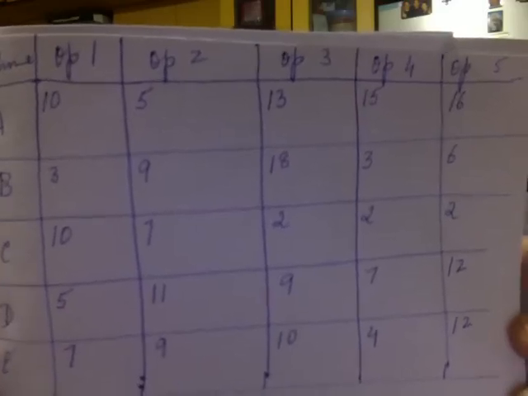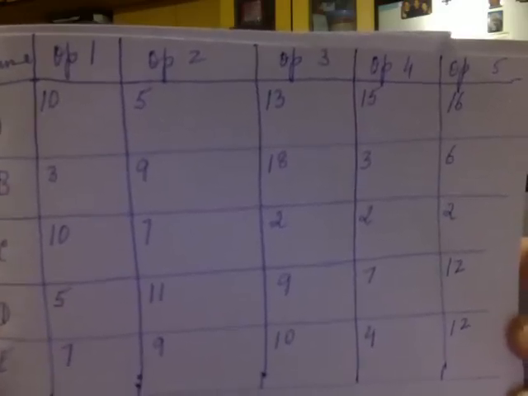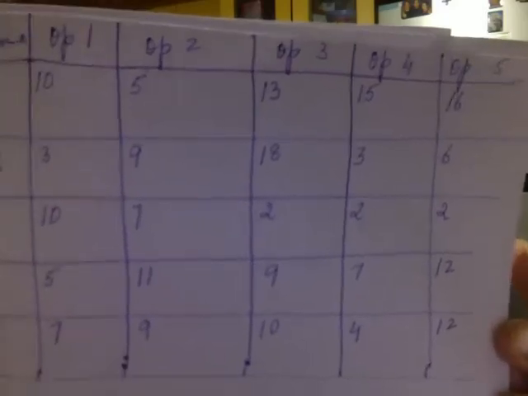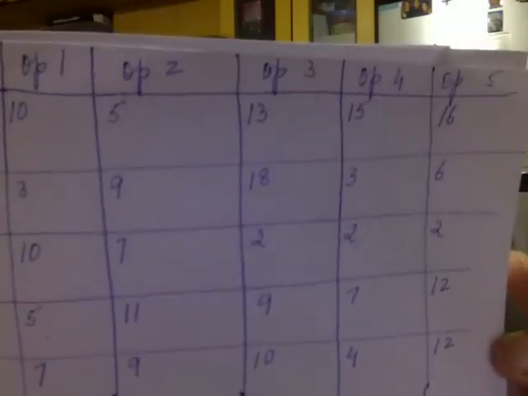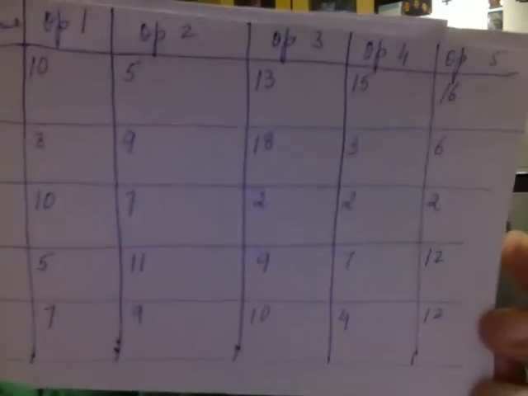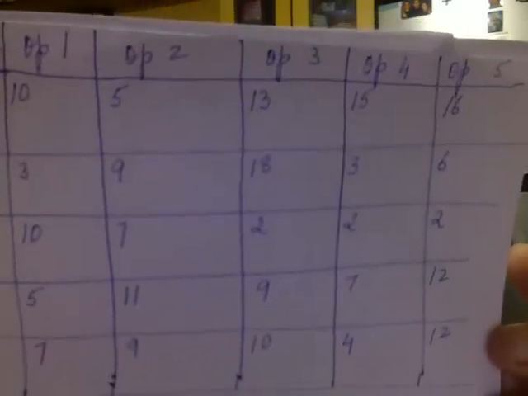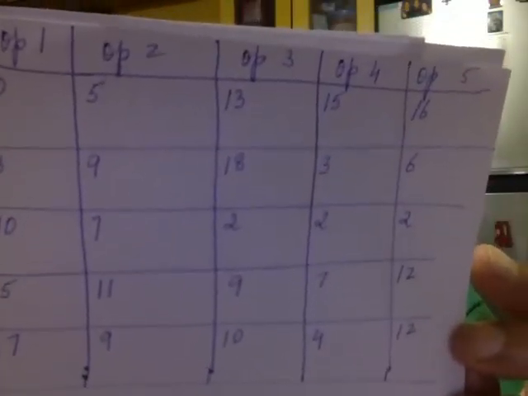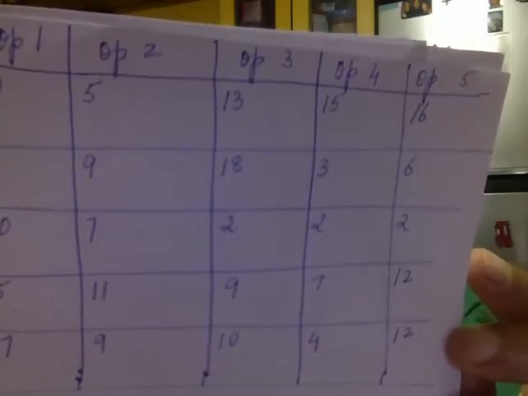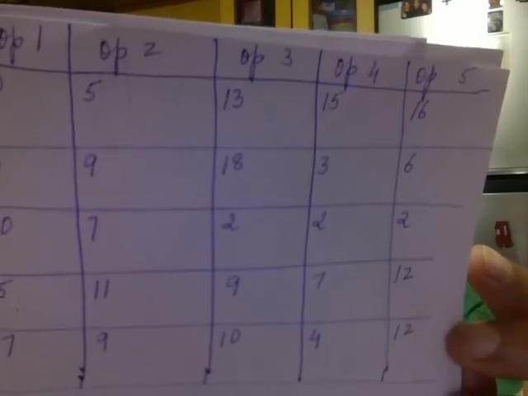10, 3, 10, 5, 7, 5, 9, 7, 11, 9, 13, 18, 2, 9, 10. The fourth one is 15, 3, 2, 7, 4. And the last one is 16, 6, 2, 12, 12.